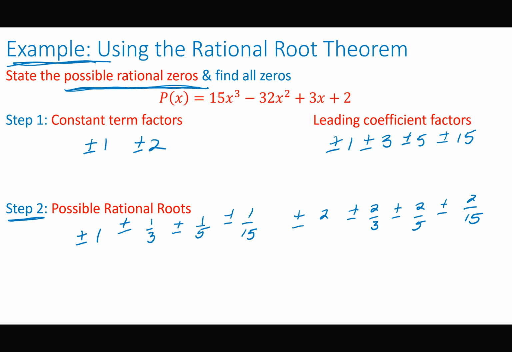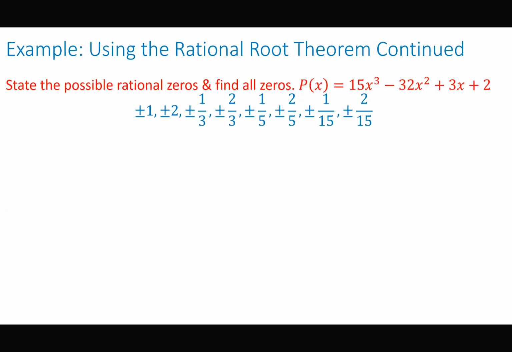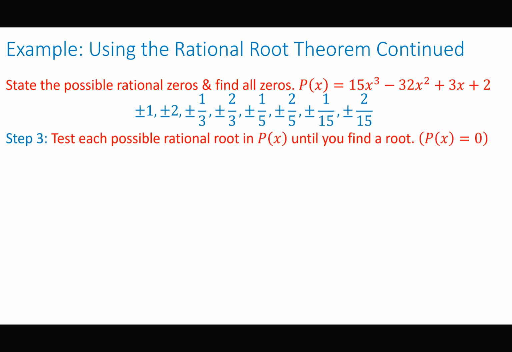Now we're going to continue on. So we have all of these rational zeros listed here. We want to test each possible rational root in our polynomial p of x until you find your polynomial equals 0. So this is literally testing it. If I tried p of 1, because I know plus minus 1 is a possible rational root, I put this into my polynomial: 15 times 1 cubed minus 32 times 1 squared plus 3 times 1 plus 2. This is that remainder theorem. If I get 0 as an answer, I know that that is a zero, and if it's a zero, I can make it into a factor binomial.